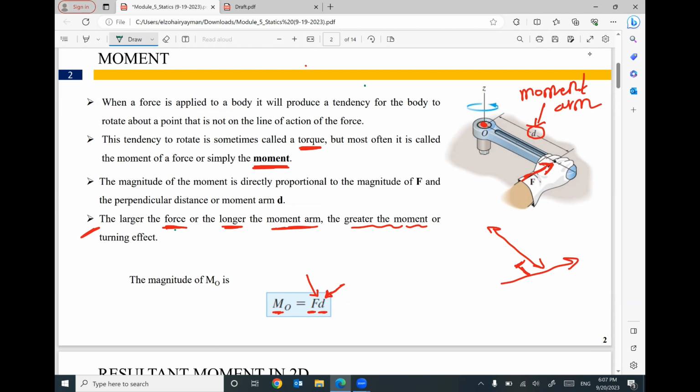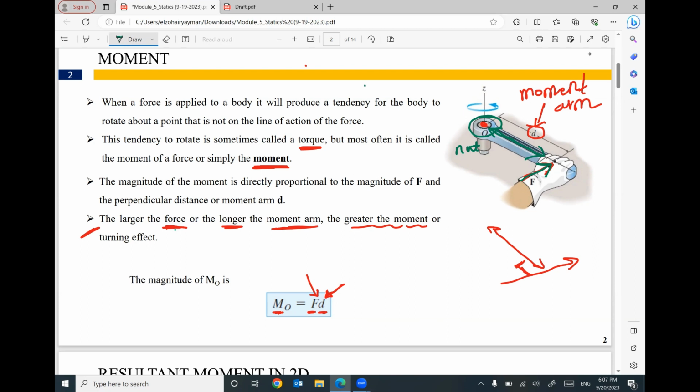So if you have a nut at this location and you would like to rotate it, but it's very tight, and you have a limited force with your hand, go ahead and use a longer wrench. That makes sense? If you cannot increase the applied force, go ahead and increase the moment arm, make it longer. So you can create more moment or greater moment so you can rotate this nut. That makes sense? Any question so far?